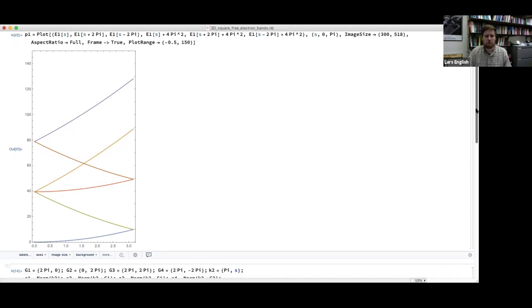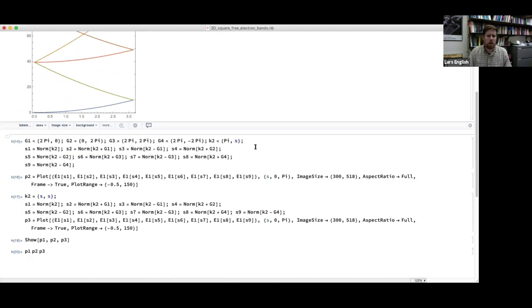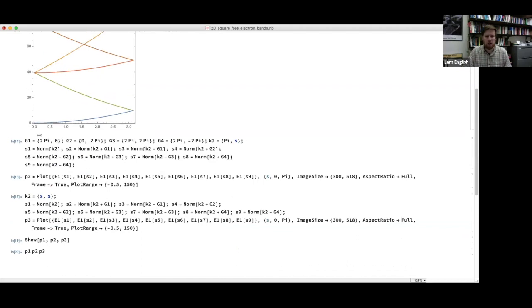Very good. So this is path 1. Now we can repeat the whole thing for path 2. And for path 2, just for fun, I tried to mix it up a little bit, and I'm implementing this in Mathematica slightly differently. Okay, so first off, the k vector here is now pi over a comma s, the row vector, like we said before.